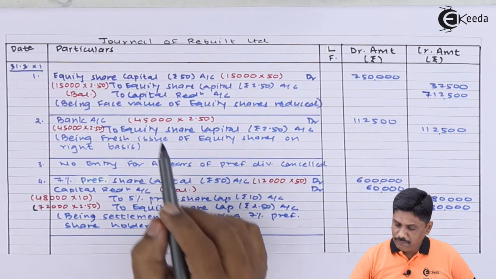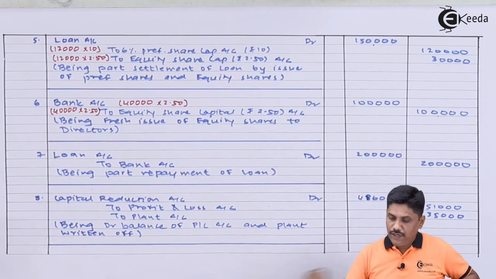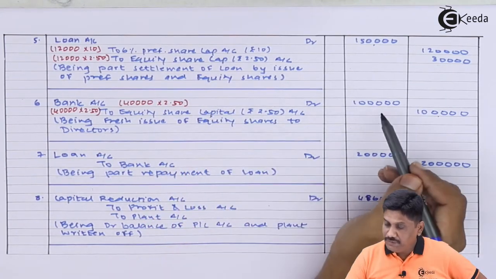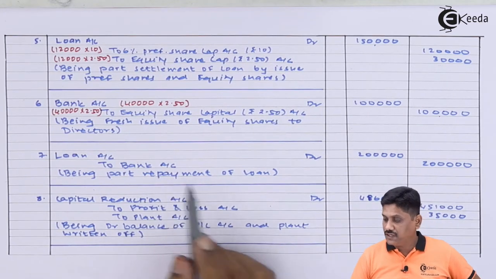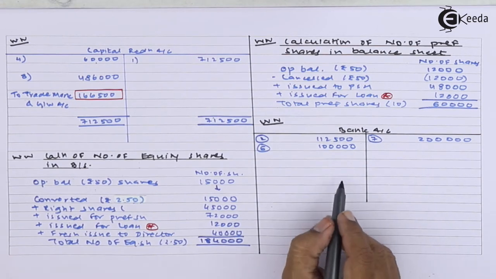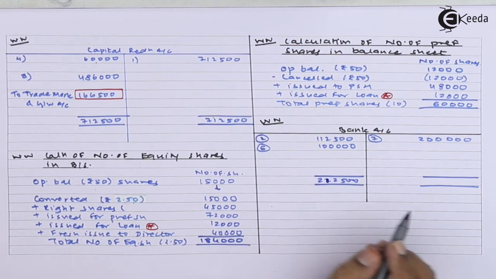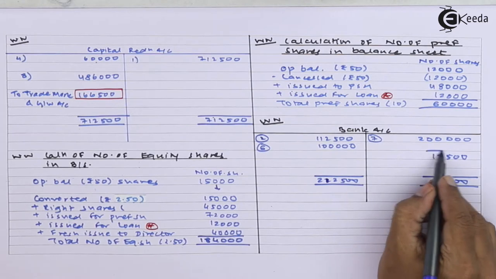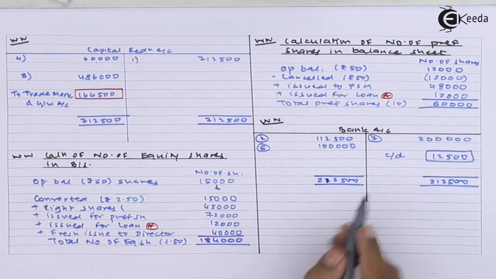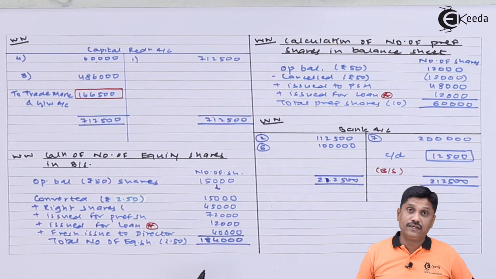Friends, you can see that the bank account is debited in your second entry, 11,500. There is no bank account entry in number 3 and 4. Entry number 5, bank account is not there. Entry number 6, bank account is debited with rupees 1 lakh. Entry number 7, bank account is credited with rupees 2 lakhs. Friends, there is no further entry affecting the bank account. So I will close my bank account and get the closing balance. My closing balance of bank is 12,500. It will appear in the balance sheet as cash and cash equivalent.